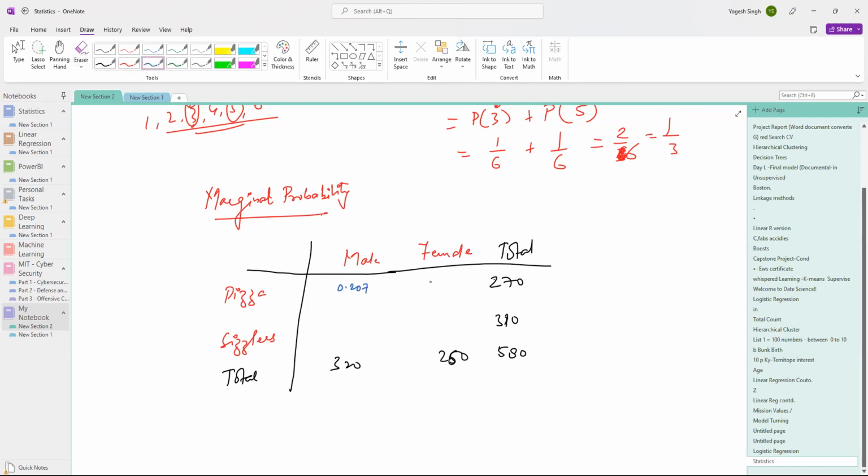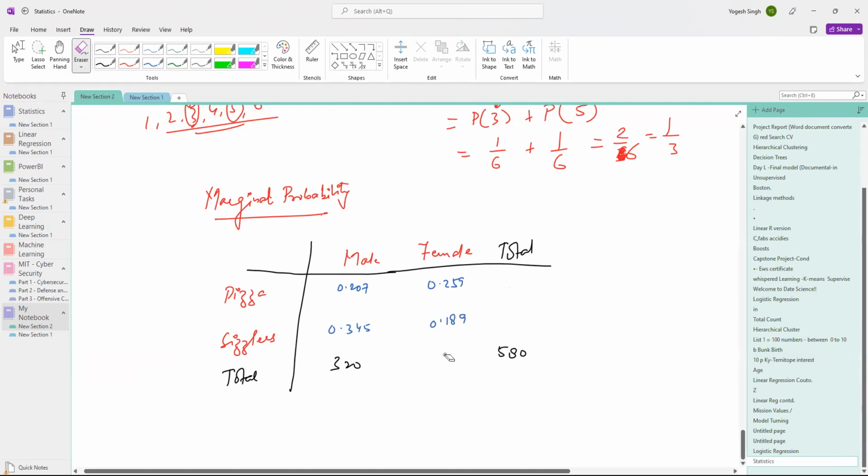फीमेल पिज्जा 0.345 और 0.189 इनकी वैल्यूज बताओ। एक मिनट. 0.465, 0.466. This will be 0.466, 0.534. This will be 0.552, and this will be 0.448. And this will be 1.